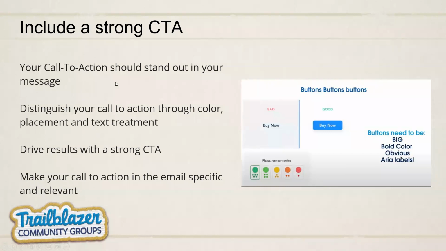Your call to action should stand out, be clearly visible, and use colors. And colors should follow the brand guidelines. So use colors to make sure that they're popping up, and also make sure the placement and the text that is displayed is also visible and catchy. Drive results with a strong CTA.